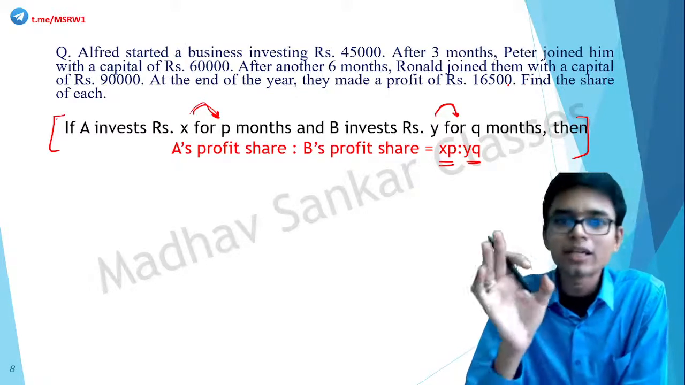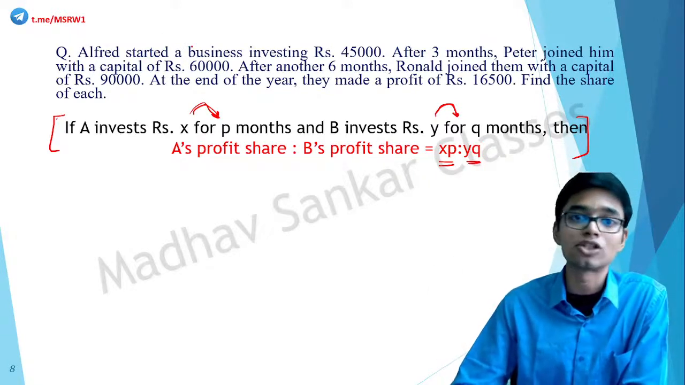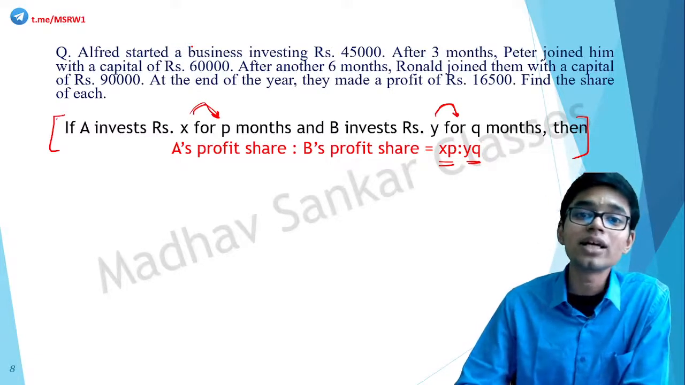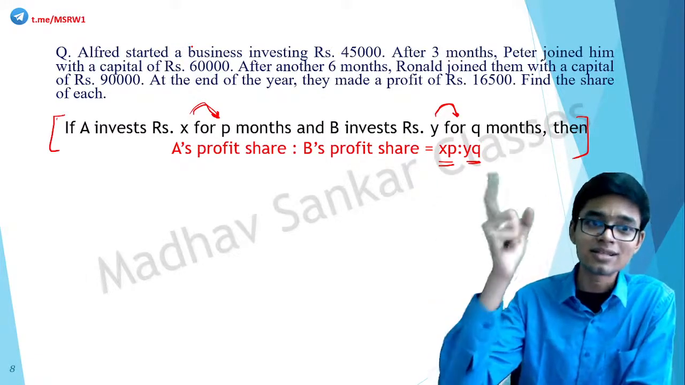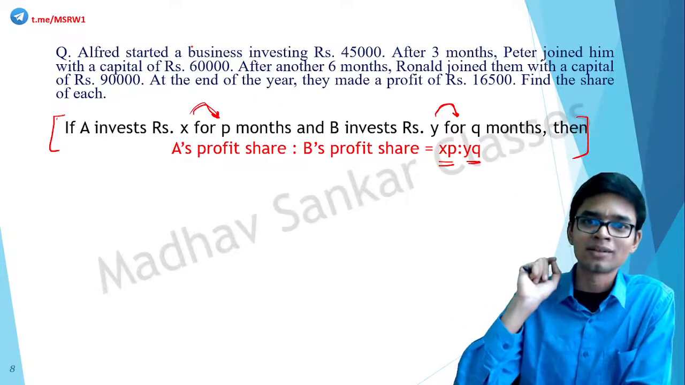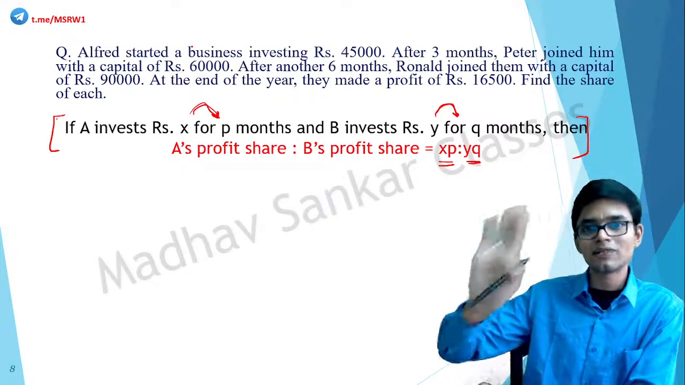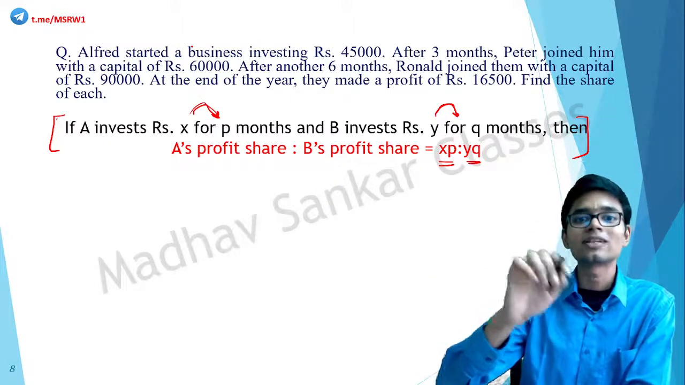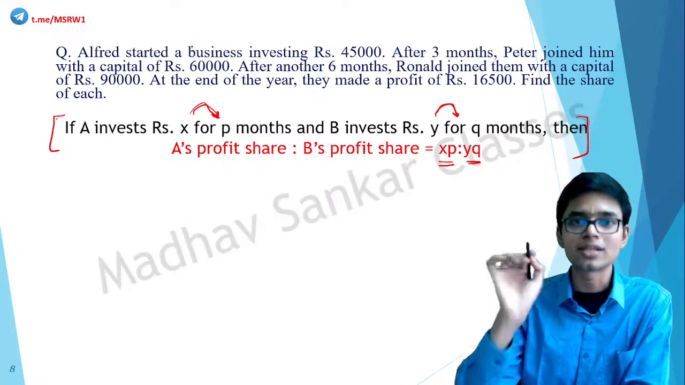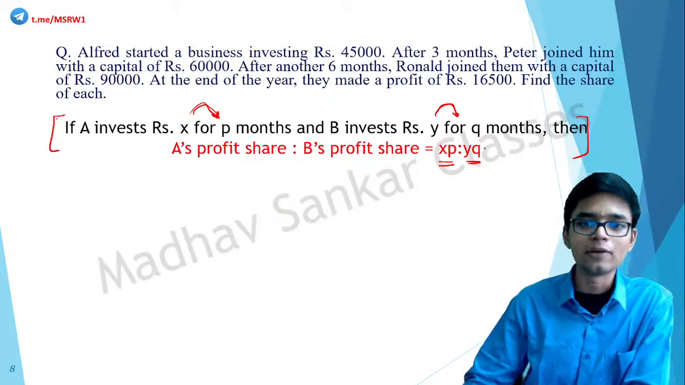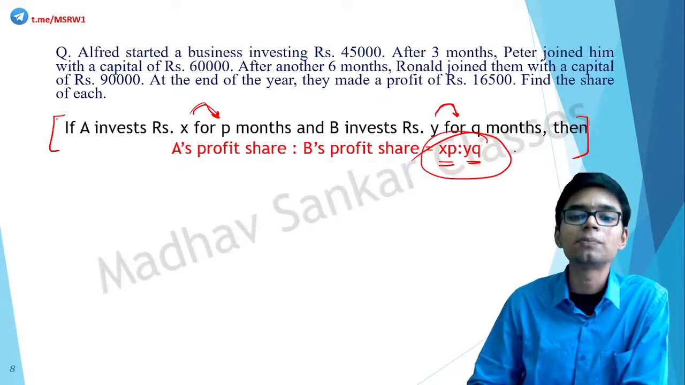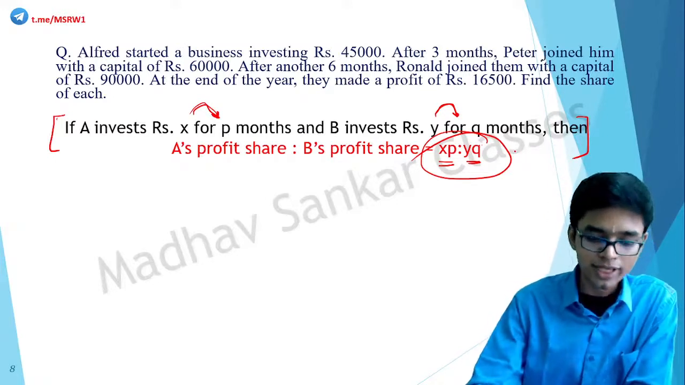So by simply looking at it, we might think that no, Ronald invested 90,000 rupees, so he should get the highest amount. Problem is, Ronald started his investment only after 9 months since Alfred started. Correct? So Alfred's money has been invested for a longer time than Ronald's. So that time factor also needs to be considered. Clear? And for that, we will be using this formula, that is XP is to YQ. So let's do this question. All right.